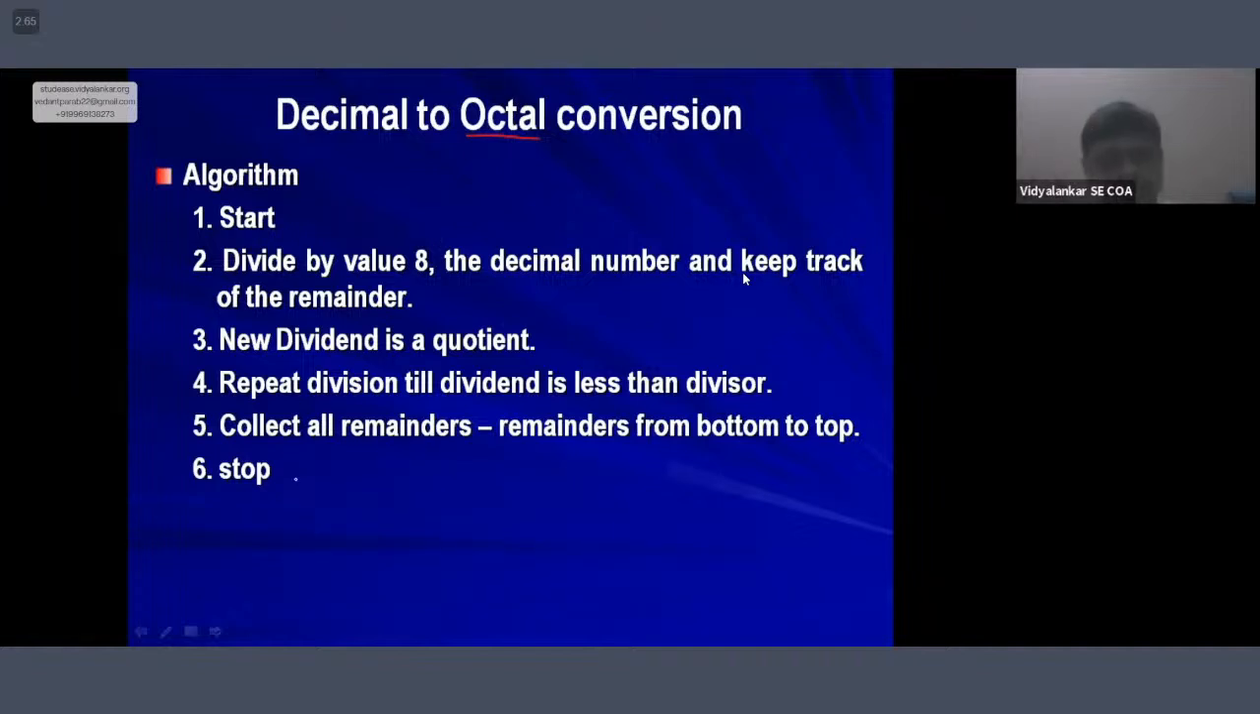Rest all the points are the same. I have not changed any letter, any word. I have only changed one digit. Instead of dividing by 2, we will be dividing by 8. That is the only difference. Let's see how we do it.